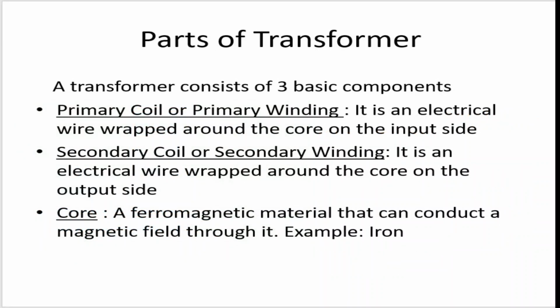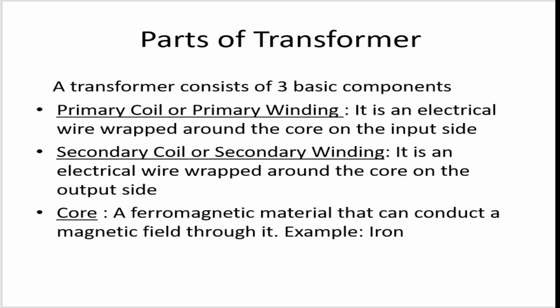Then next is what are the parts of a transformer. A transformer consists of three basic components: primary coil or a primary winding, which is an electrical wire wrapped around the core on the input side. Then secondary coil or a secondary winding, an electrical wire wrapped around the core on the output side. And the third part is the core, a ferromagnetic material that can conduct a magnetic field through it.